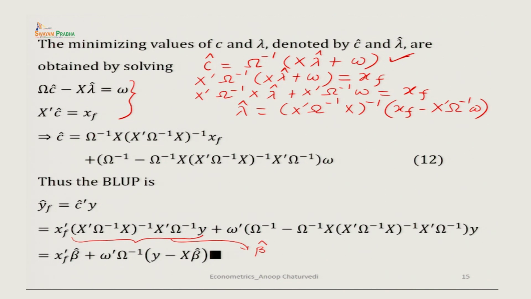So, this best linear unbiased predictor has two parts, X F transpose beta hat. So, this actually predicts the expected value of Y F, and then you have one more part also, and this part is because of the correlation between the observation for the forecast period F, means omega is also here. So, this shows the correlation between the observation for the forecast period and the observations of the sample period. So, this part actually takes care of the data structure, which you can say is hidden in the correlation between the current observations and the observations for the forecast period.